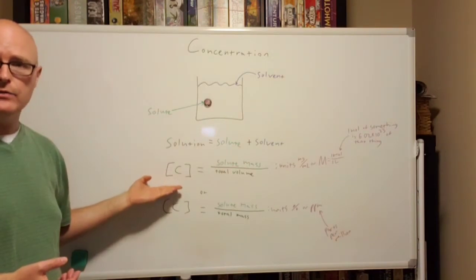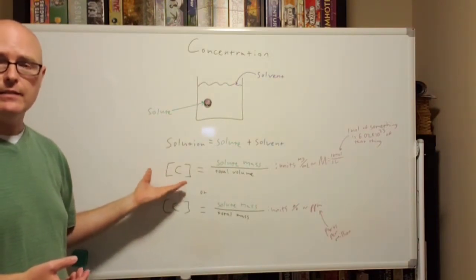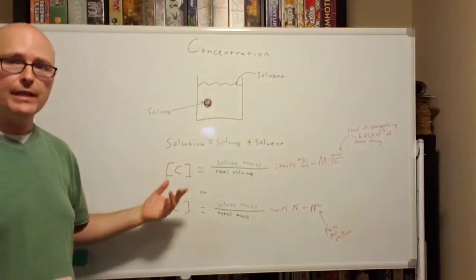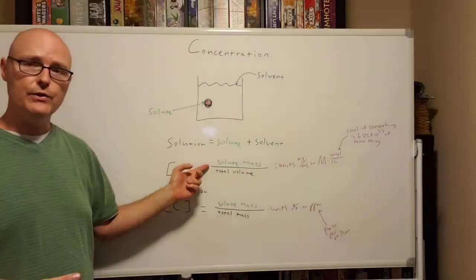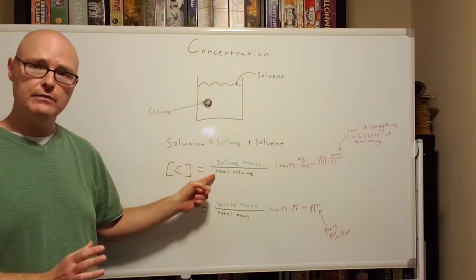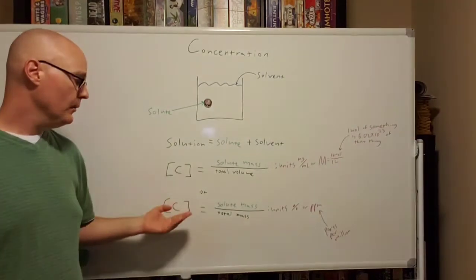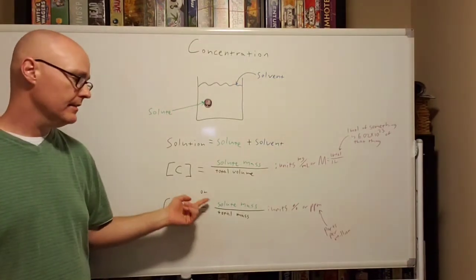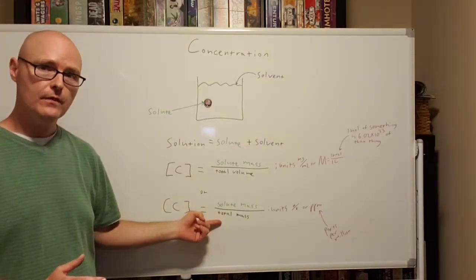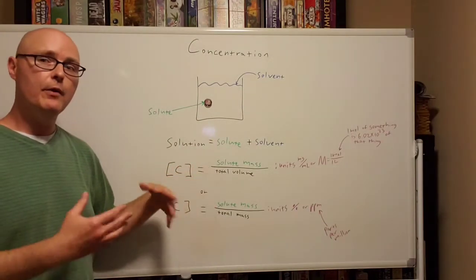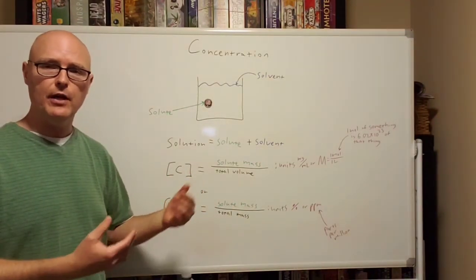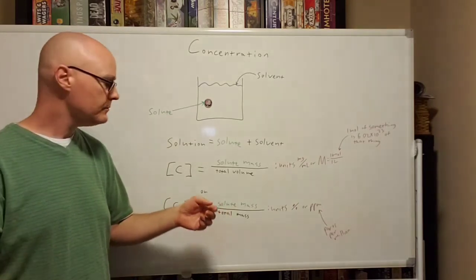A symbol that we can use is a big C inside of brackets, and that can be expressed in two ways. We can have it as the solute mass over the total volume of the solution, or we can just express the concentration as the solute mass divided by the total mass of the solution. They are completely different, but very similar, and they're useful in different ways, in different problems. And we'll get into that later on in our series.